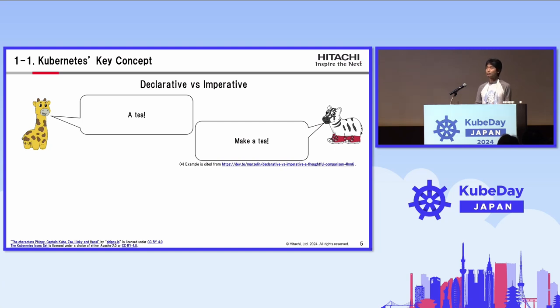Then, what will happen because of the difference? Imagine that there is a tea already. When Fippy requests a tea and there is already a tea, you will do nothing because the request is already achieved, then Fippy gets a tea. On the other hand, when Z requests to make a tea, and there is a tea already, you make a tea, and Z gets two teas in total, which isn't what she wants. So a declarative way, or asking for a state, is more robust to the current state than an imperative way, or an action.